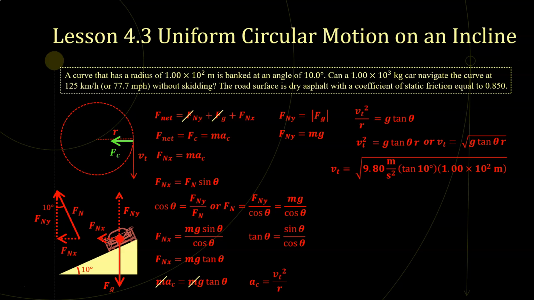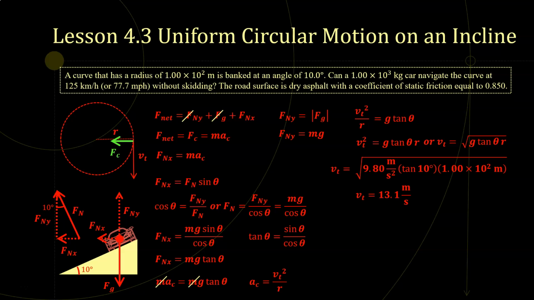I'm going to plug in 9.80 meters per second squared for g, 10 degrees for theta, so the tangent of 10 degrees, and then 100 meters as my radius. And when I simplify this, I find that the velocity at which I can move around this circle is 13.1 meters per second. Now, interestingly, that's the velocity, if there's no friction, at which I'm going to be moving around this circle of exactly 100 meter radius.